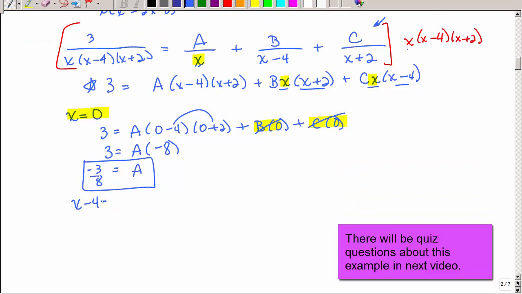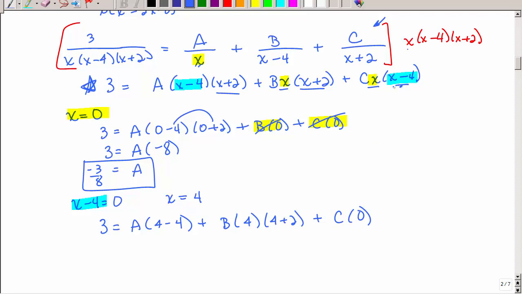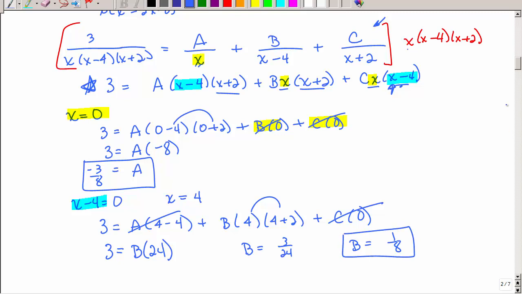Now I'm going to let x minus 4 equal to 0, or x is equal to 4. And again, coming back up here, so I have 3 equals a times 4 minus 4. I know that's 0 because since I'm using my x minus 4, everywhere there is an x minus 4, that's going to be 0. So it really doesn't matter about the x plus 2. So I have b times 4 plus 2 plus c, and that's going to be 0 because when I put in 4 right there, 4 minus 4 is going to be 0. So I have 0 here, 0 here. I have 3 equals b times, what is that, 4 times 6, which is 24. So b is going to be 3/24. So b is going to be 1/8.